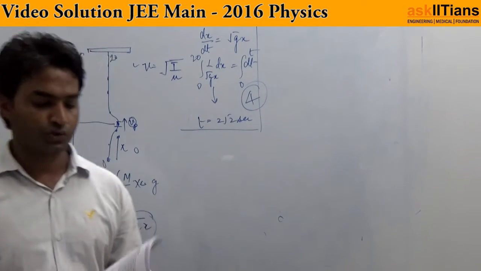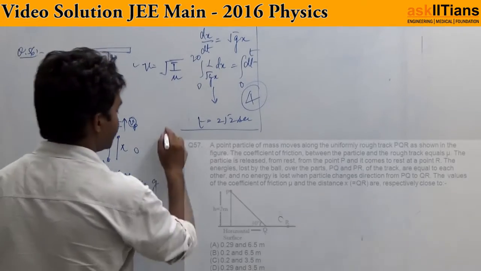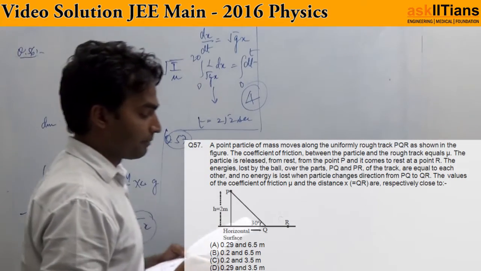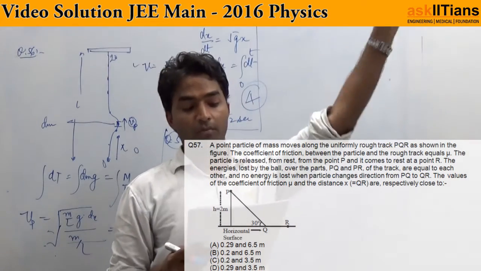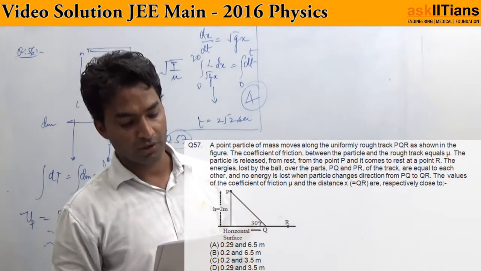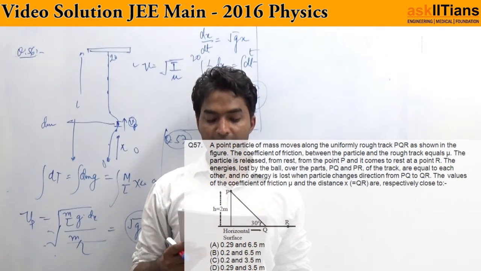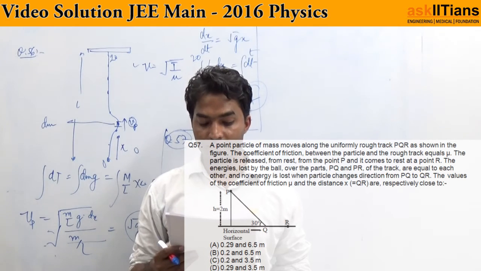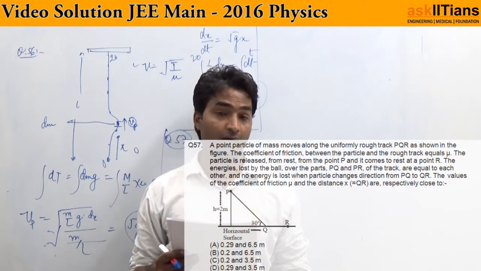Now we will switch to the next question, question number 57. It is an easy one. A point particle of mass m moves along the uniformly rough track PQR as in the figure. The coefficient of friction between the particle and the rough track is mu. The particle is released from rest from point P and it comes to rest at point R.